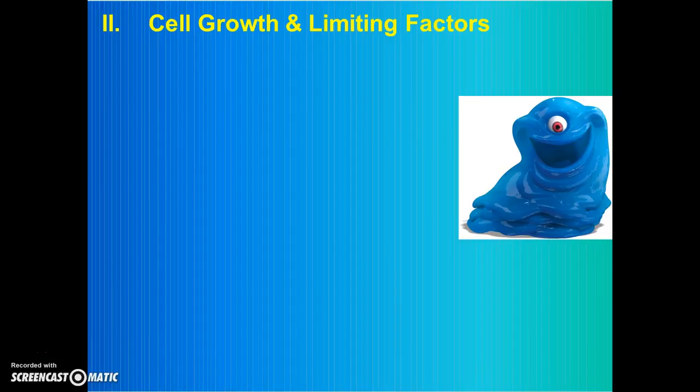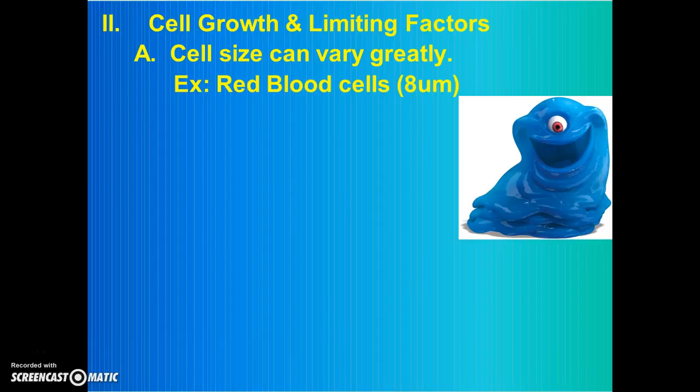There are limiting factors on how big a cell can grow. A cell's size can vary greatly, especially depending on what task it needs to do. For example, red blood cells are 8 and nerve cells are 1. I don't know what the measurements are, but you get a pretty good idea of how different they can be.